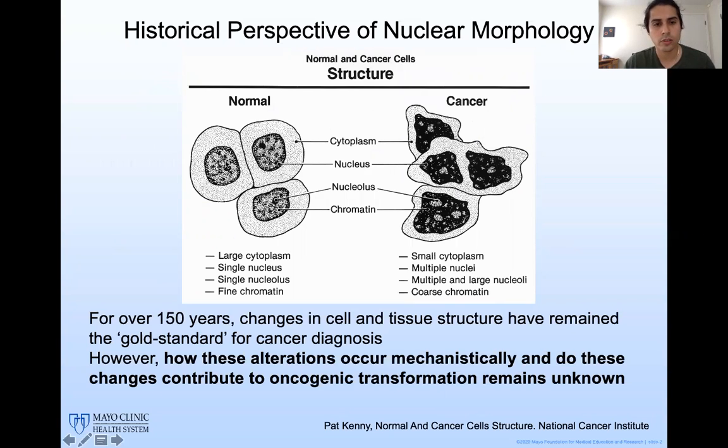We've known for a long time that normal cells typically display a normal and uniform cell structure along with nuclear architecture and structure. However, upon transformation, we see many changes in the heterochromatin, variations in nuclear size, and changes in karyoplasmic ratio, and we've used these features for cancer diagnosis and prognosis. However, as I previously said, how these alterations occur mechanistically and whether they contribute to oncogenesis remains unknown.